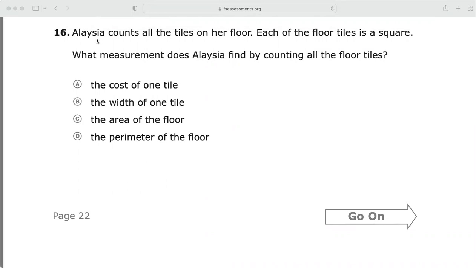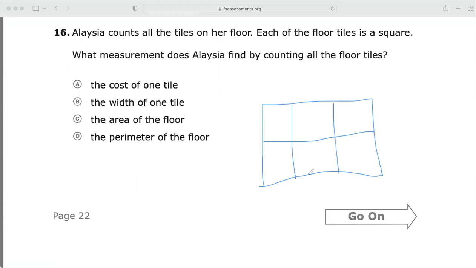Alasia, Alicia, I don't know how to say her name. I apologize. This is why I teach math. She counts all the tiles on her floor. Each of the floor tiles is a square. What measurement does she find by counting all of the floor tiles? So imagine you have your room and there's floor tiles. So if you're counting the individual tiles, you're counting up the area of the floor. How many tiles does it take to cover the area of the floor?